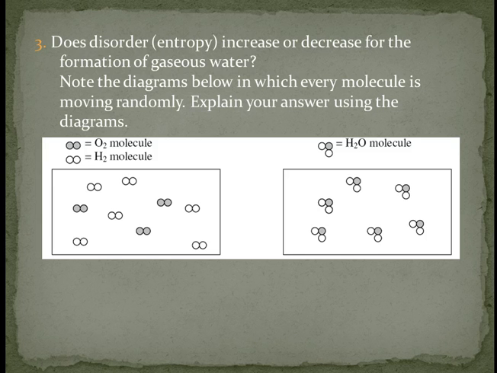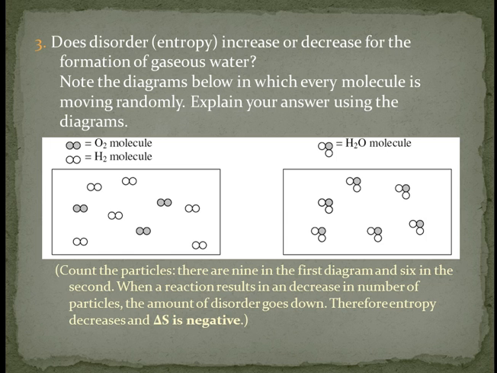Does disorder increase or decrease with the formation of gaseous water? We're going to try and explain our answer using the diagrams. So let's look at the one on the left. The gray molecules are O2, there are 3 of them, and the white molecules are H2, there are 1, 2, 3, 4, 5, 6 of them. And on the right, after all those molecules have reacted, we have 1, 2, 3, 4, 5, 6 molecules of H2O. And when a reaction results in a decrease in the number of particles, this is the general rule, the amount of disorder goes down. Therefore, entropy decreases and delta S is negative.